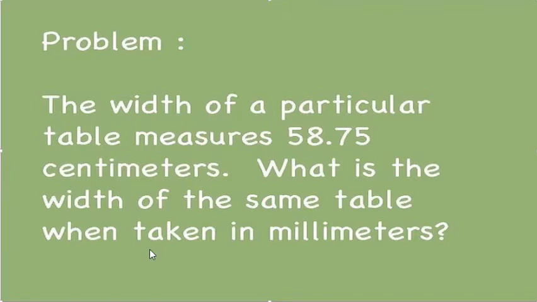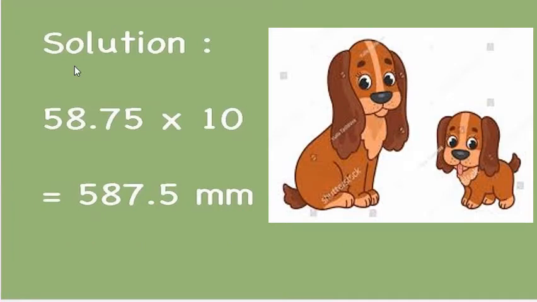Okay, then let's see how to solve that. This is the solution. Multiply the centimeter value by 10. There are 10 millimeters in every 1 centimeter. So this means that you will need to find the number of millimeters per centimeter by multiplying the centimeter measurement by 10.